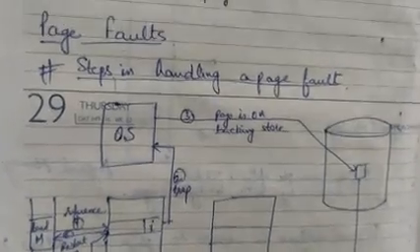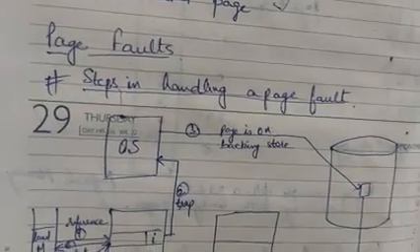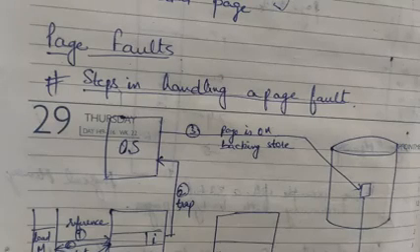Today we'll be starting with our next topic, that is how to handle a page fault. In the last lecture we discussed paging. With paging, we have overcome the problem of external fragmentation, but internal fragmentation will still persist. That means there won't be any external fragmentation, but some cases of internal fragmentation will still be there with paging.